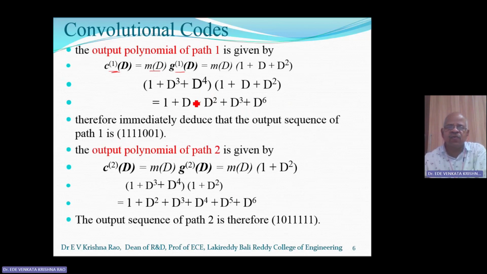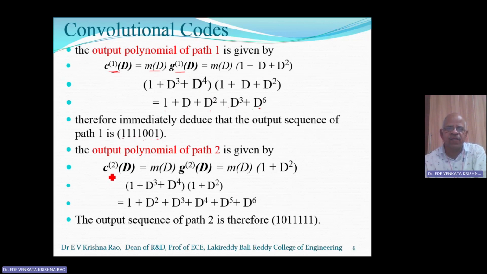Writing the code word from this polynomial, it is 1 plus D square plus D cube plus D power 4 plus D power 5 plus D power 6. So this is the code output.